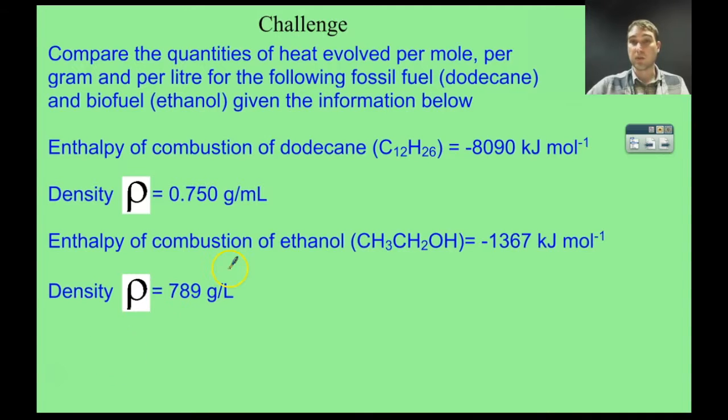So now we're going to compare two fuels. We're going to compare a fossil fuel, dodecane, and a biofuel, ethanol. We've got the enthalpy of combustion information here for dodecane, so minus 8,090 kilojoules per mole, and we've got its density as 0.750 grams per milliliter. For ethanol, the enthalpy of combustion is minus 1,367 kilojoules per mole, and to be spicy, I've given the density as grams per litre rather than grams per mil. In fact, that'll make it easier to calculate later on. So, on the basis of per mole, we would say that dodecane is a much better fuel. And this should make sense since it has a lot more bonds in it than the ethanol does, so when we're combusting it, we get a lot more energy released because we're breaking a lot more bonds.